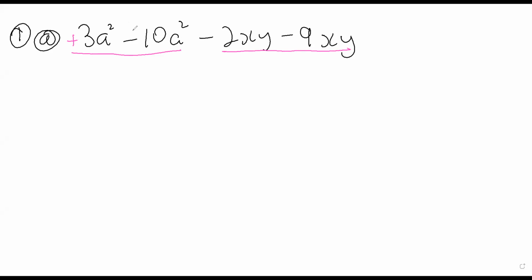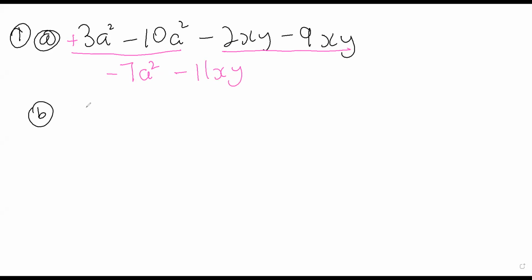This one here is different signs law. We're going to subtract. So 10 take away 3 is 7 and keep the sign of the larger number, right? So that is minus 7a squared. So we simplify 2 a squared terms to be 1 a squared term, right? And this one here, xy terms, we're going to use the same signs law. Add and keep the same sign, minus 11xy. You know that, right?